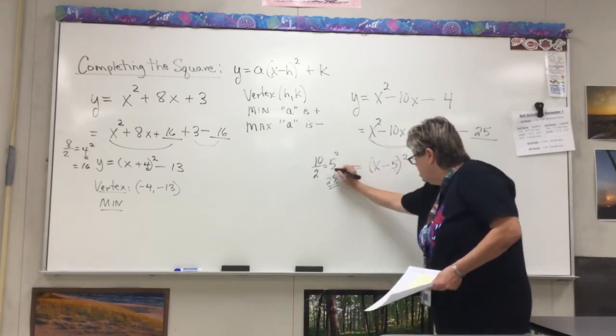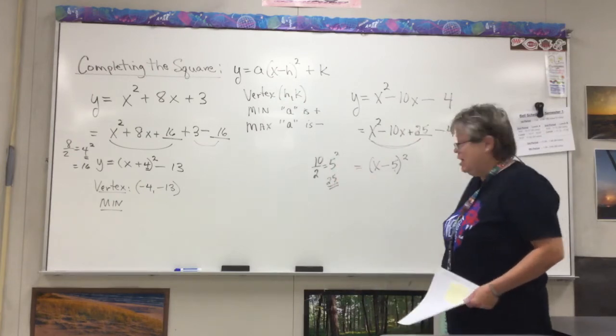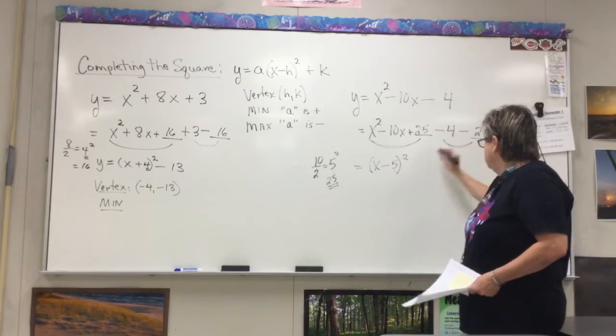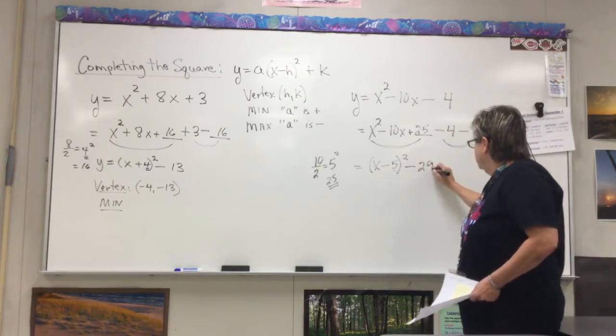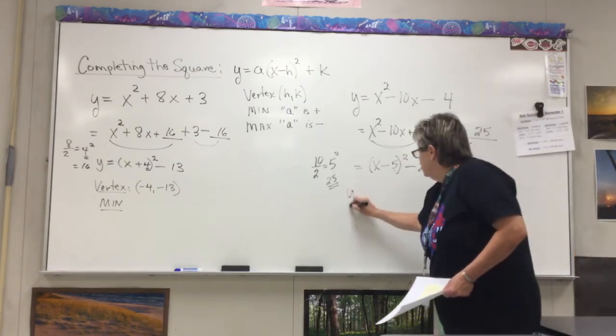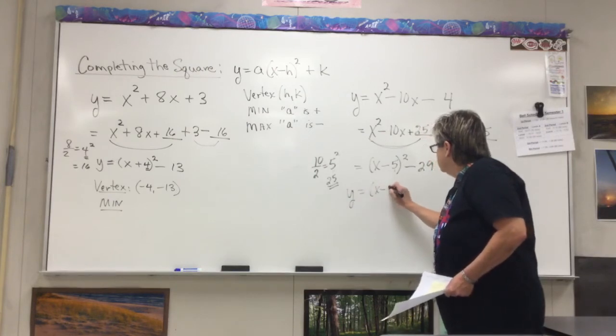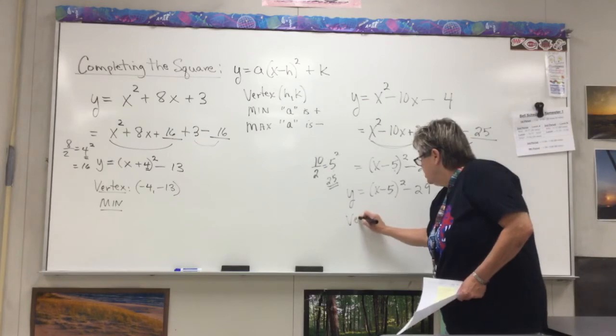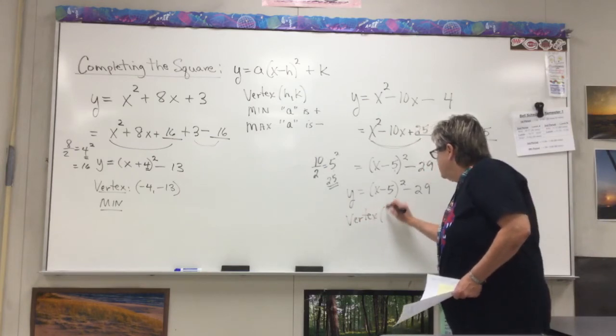Remember the 5 is coming right here. It just works out nicely that way if you check it. And down here at the end, do the arithmetic: minus 29. So we are now in vertex form, and you can say what the value of your vertex is, which is (h, k).